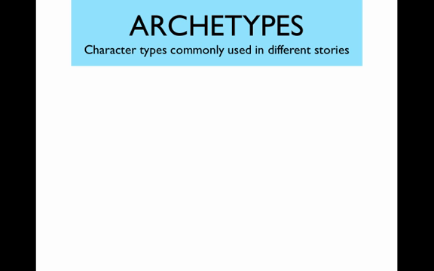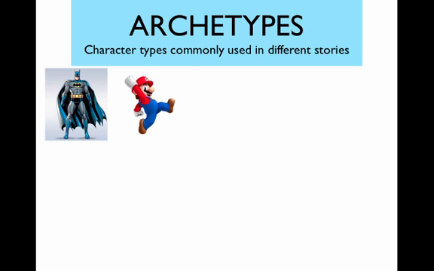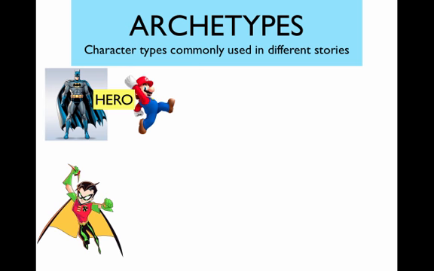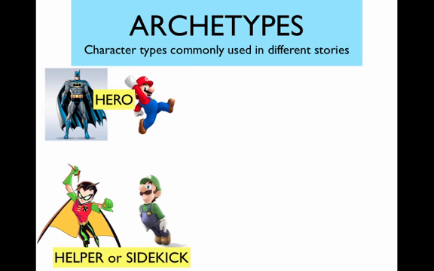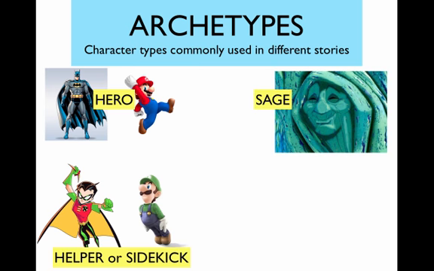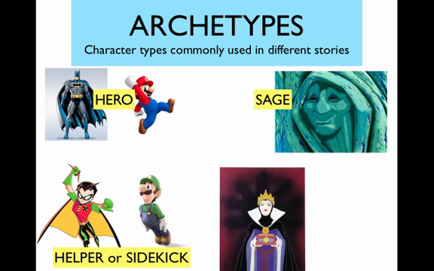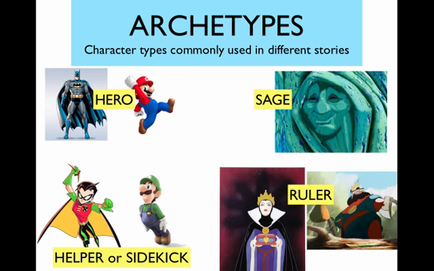We also learn about archetypes, which are types of characters that are commonly created in stories. For example, many stories have a hero, and most of the time, that hero usually has a helper like a sidekick, like Robin and Luigi. Some stories have a sage, or a person who knows everything and teaches the other characters about wisdom and truth. Or there are stories with a ruler, who is a person with lots of power and uses it usually in a negative way. These are just some examples of archetypes that stories have.